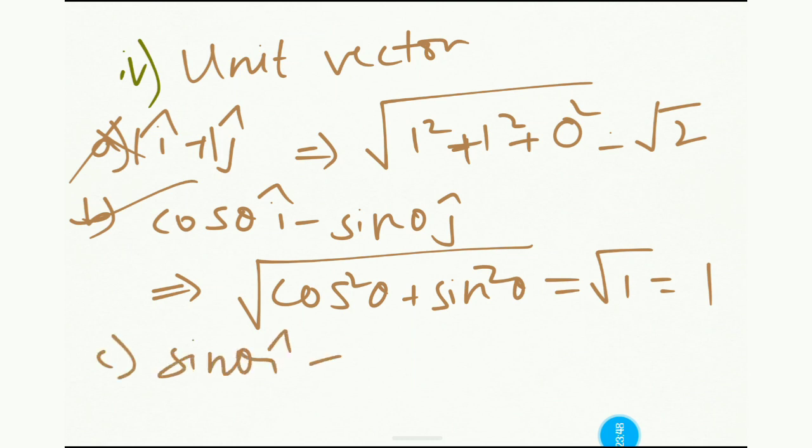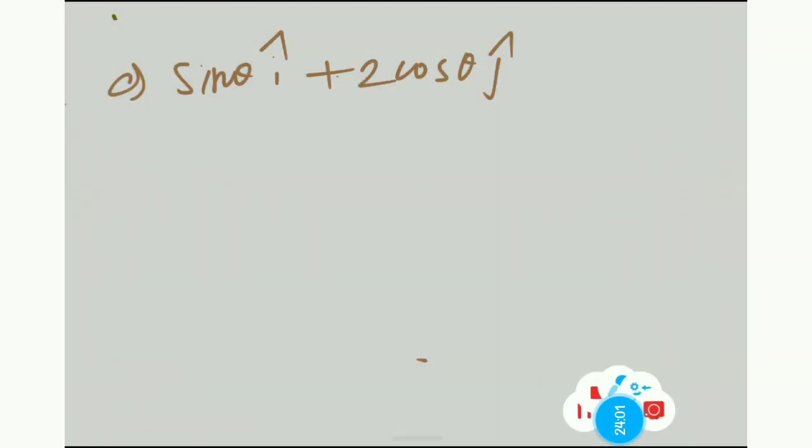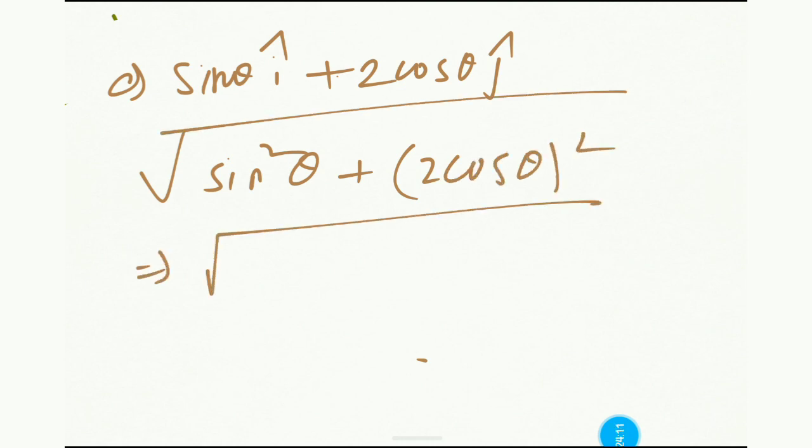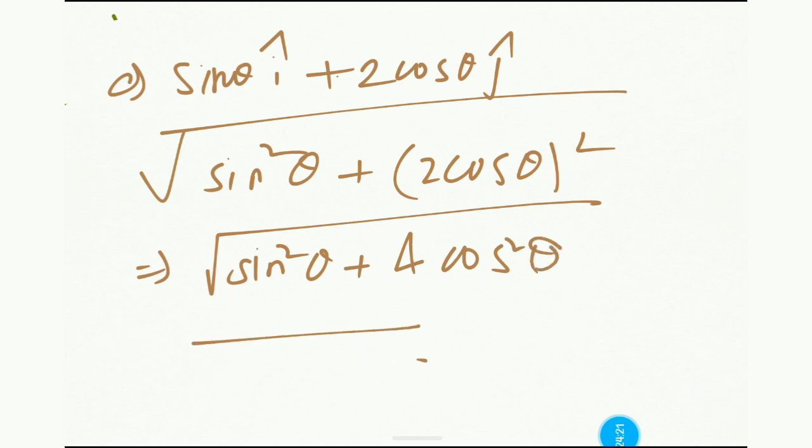For C, sin theta i cap plus 2 cos theta j cap. Similarly, like this only we are supposed to do. If you put 2 here, it will be 4. So I'll show it in the next slide. So take it as root of sin square theta plus 2 cos theta whole square. This is nothing but root of sin square theta plus 4 cos square theta. So I think we cannot get a unit vector.